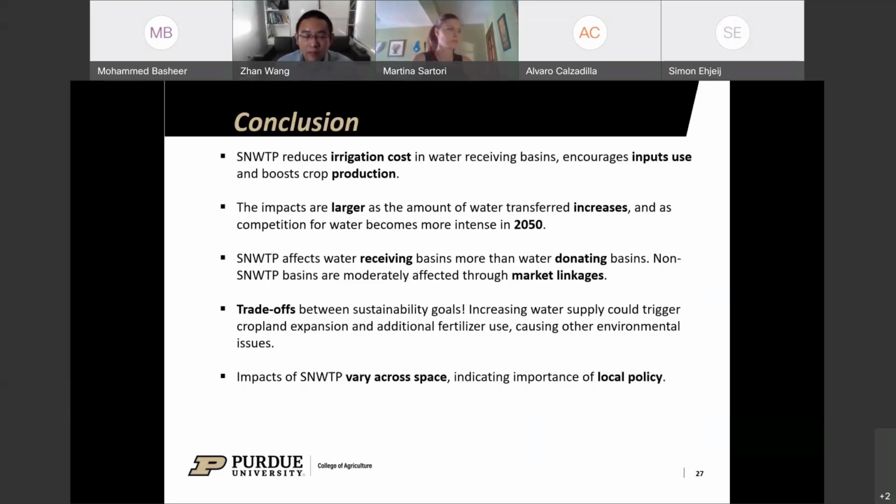Finally, from the spatial pattern of SNWTP, we realize that the SNWTP impact also shows spatial heterogeneity. So when we are planning policies in order to boost crop production or control environmental issues, we should also pay special attention to the regions that are more sensitive to the impact of SNWTP.